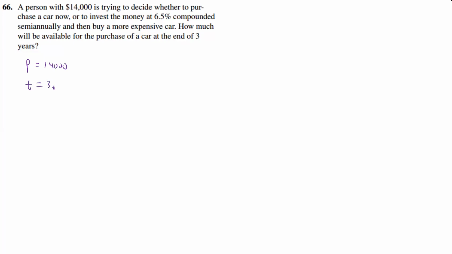T is in this case 3 years. And our rate is 0.065 and it's semi-annual. So what we have to do is plug it in and say, what do we get? So that's going to be 14,000 times 1 plus 0.065 divided by 2 for semi-annual, and then 2 times 3 years. So what do we get with that?